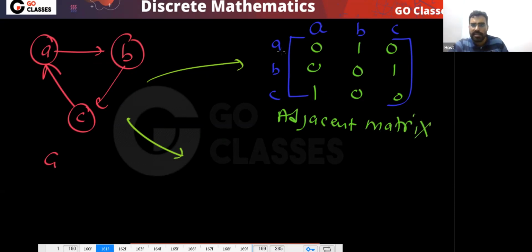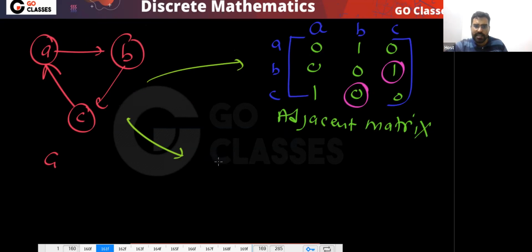You can notice there is an edge from A to B, but there is no edge from B to A. Very simple. So we put 1 when there is an edge. We put this 1 because there is an edge from B to C. We put this 0 because there is no edge from C to B. So this is the concept of adjacency matrix.